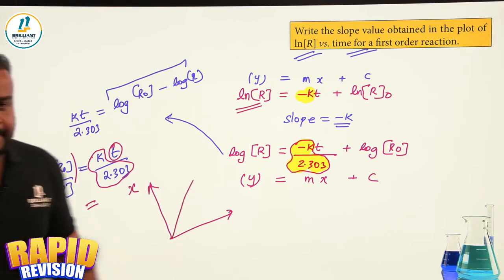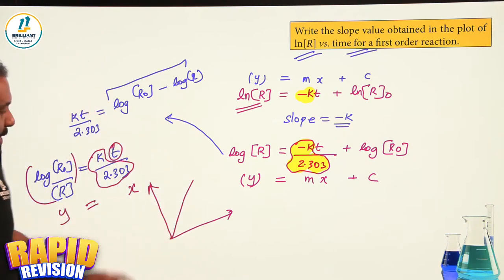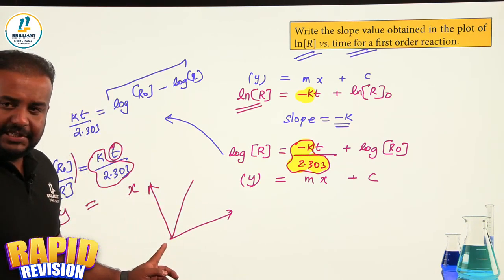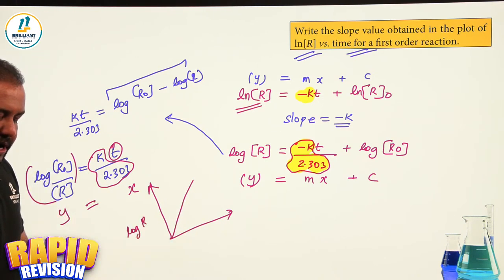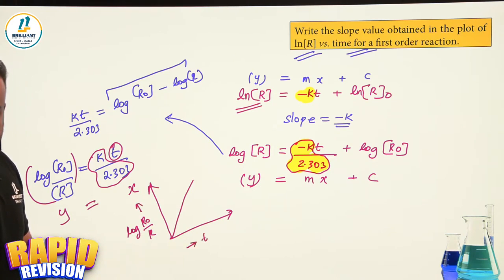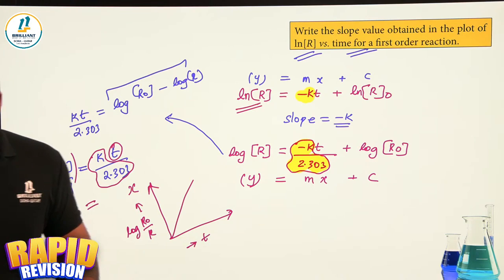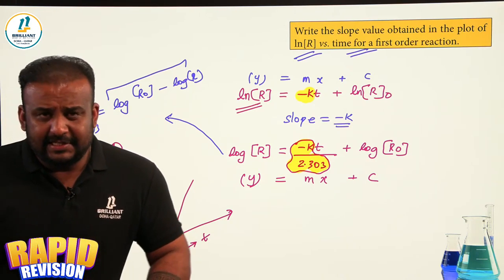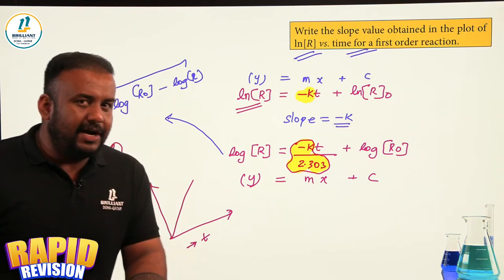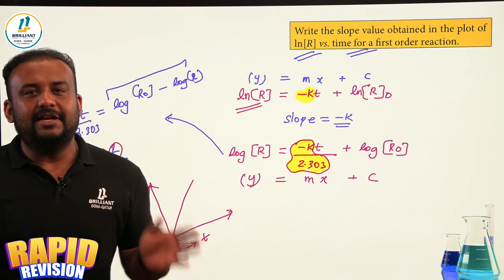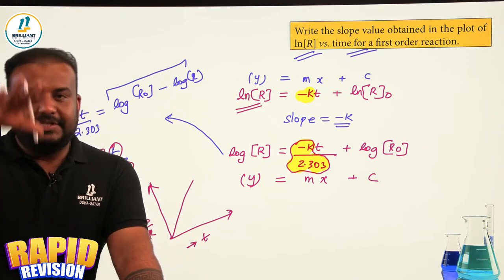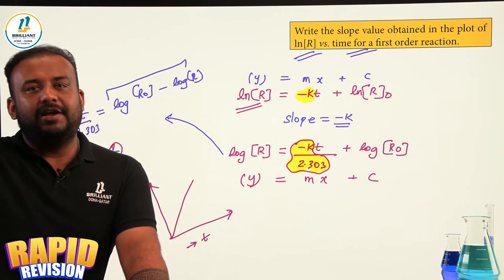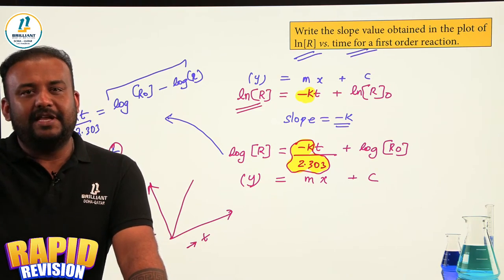All of you understood that? The graph will be a straight line with a positive slope, because it is log r naught by r versus time. Clear? So all the variants of the graphs, see, there is nothing you need to learn by heart here. Everything is crystal clear in front of you. Once you clearly get that idea, starting with the very basic integrated rate equation, that's enough. You can derive then and there itself.